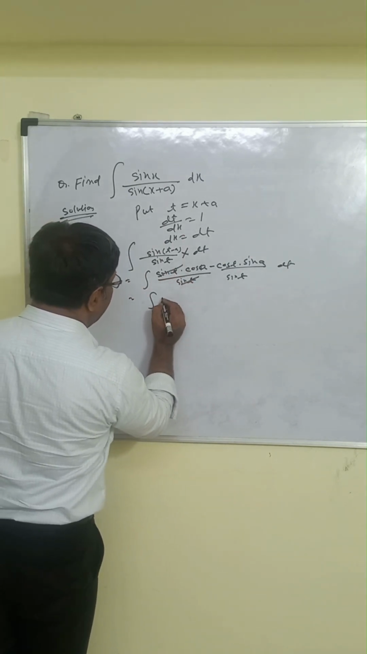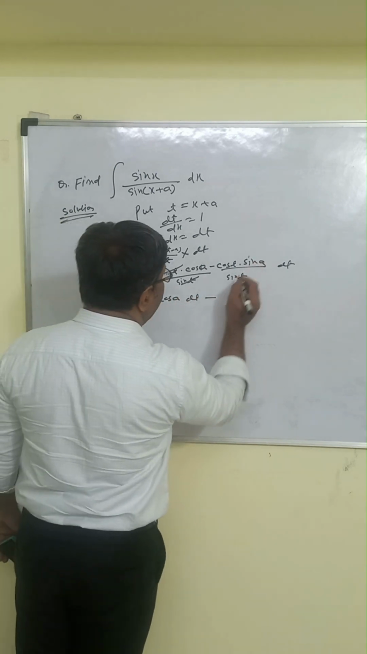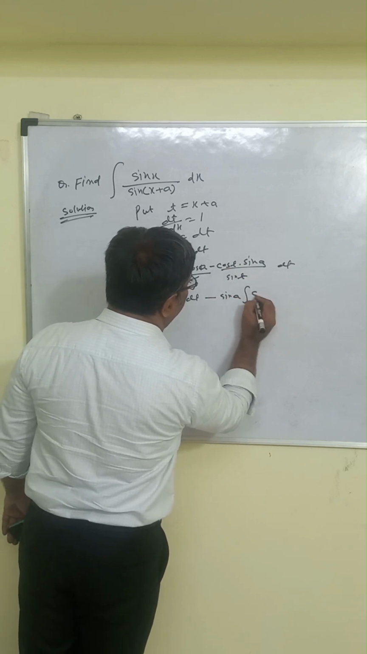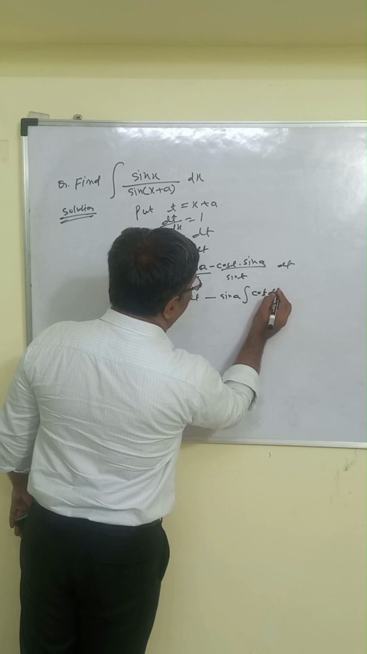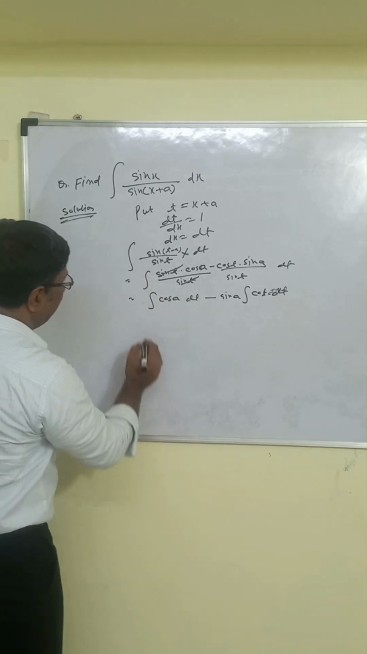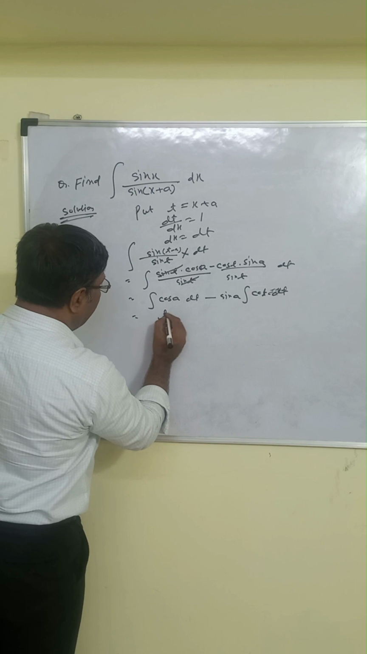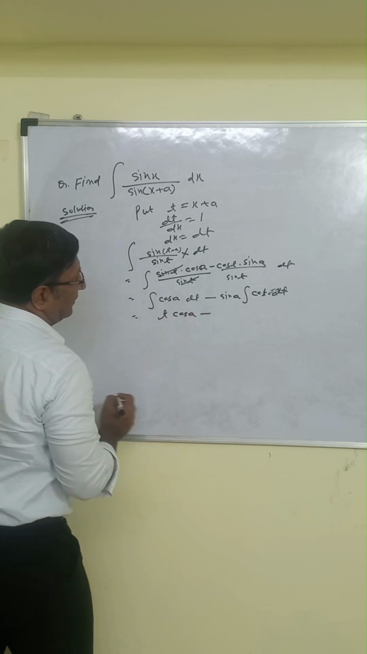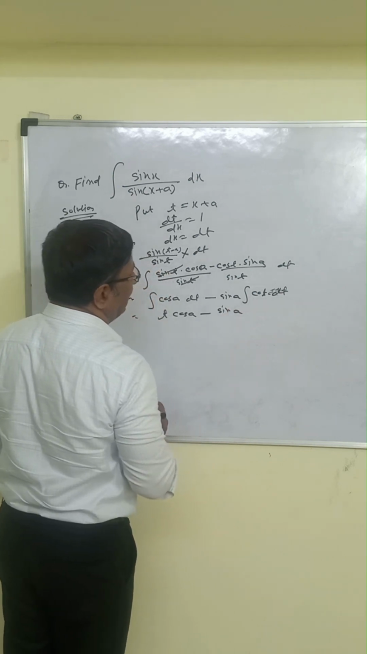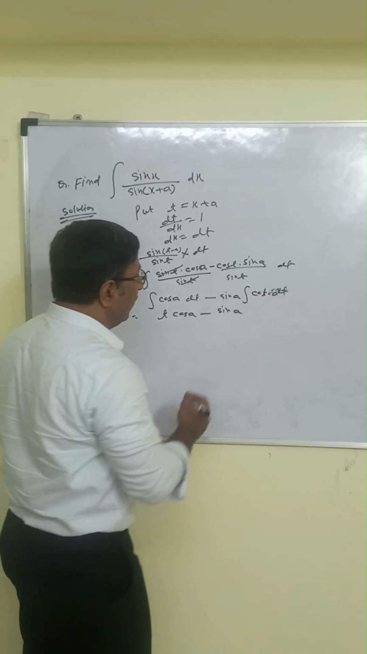So this is the integration of cos a dt minus, here sin a is constant, so we can take sin a out. And now cos t by sin t is cot t. So this is the integral of cot t dt. Now you see cos a is also constant, so the integration of dt is t. So we will get t cos a minus sin a times the integration of cot t. And the integration of cot t is log sin t, just as the integration of cot x is log sin x.